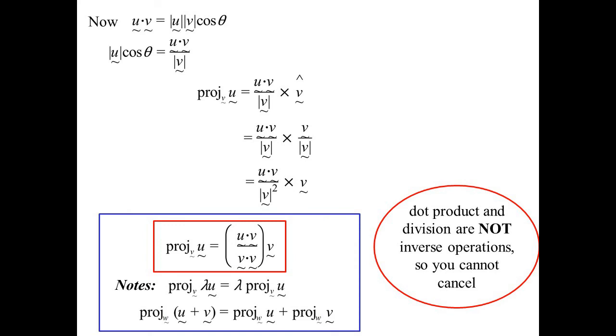A couple of things for when we're manipulating them. Lambda is a scalar, so you could multiply it by lambda first if you like, and then work out the projection, or work out the projection first, then multiply by the scalar. You'll get the same answer. And if you were adding 2 projections together, it's the same as finding the projection of the vector you get when you add them together. So projection of u plus v would be the same as projection of u plus the projection of v.